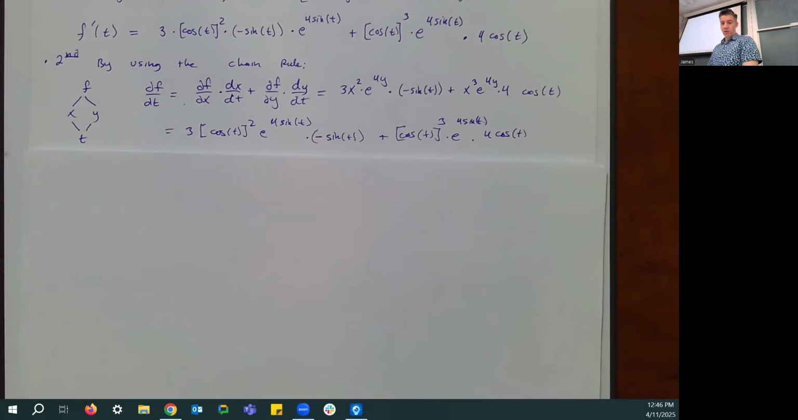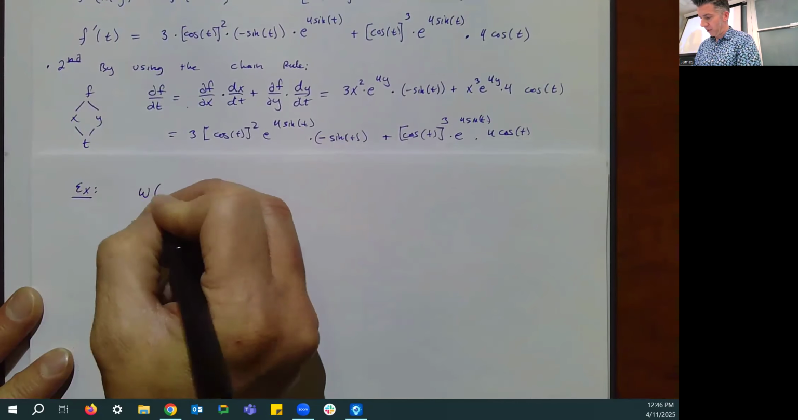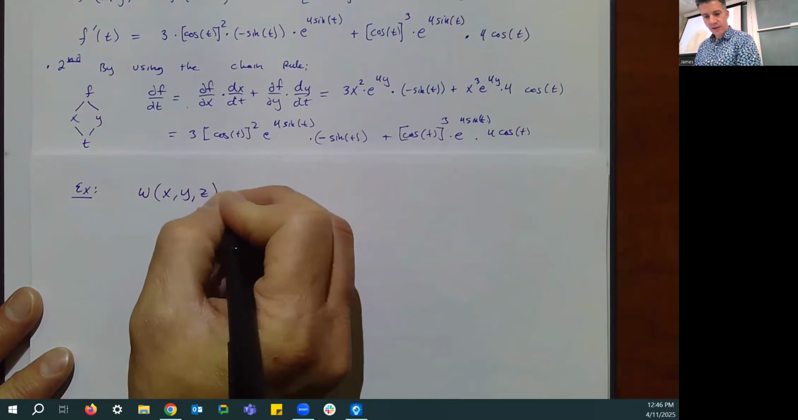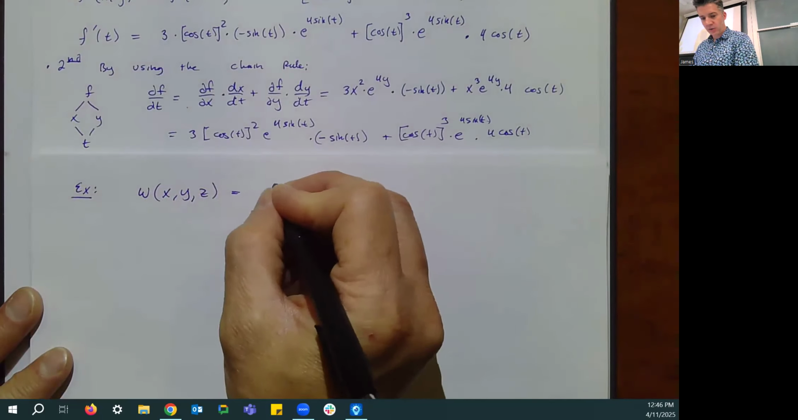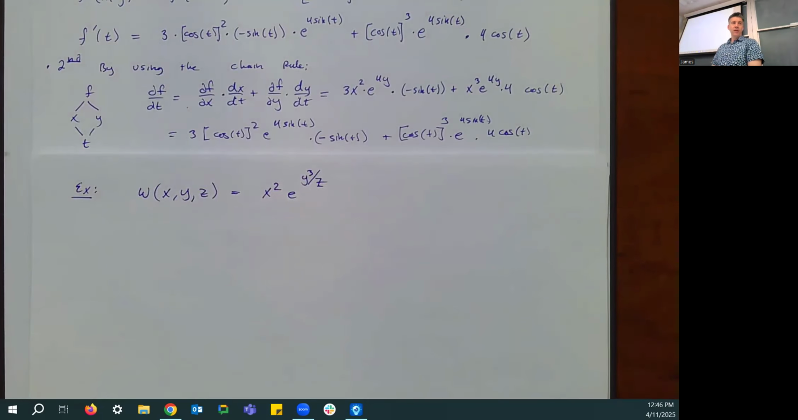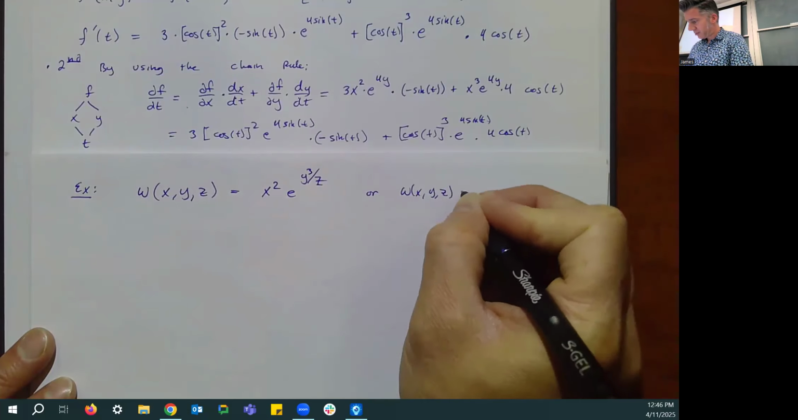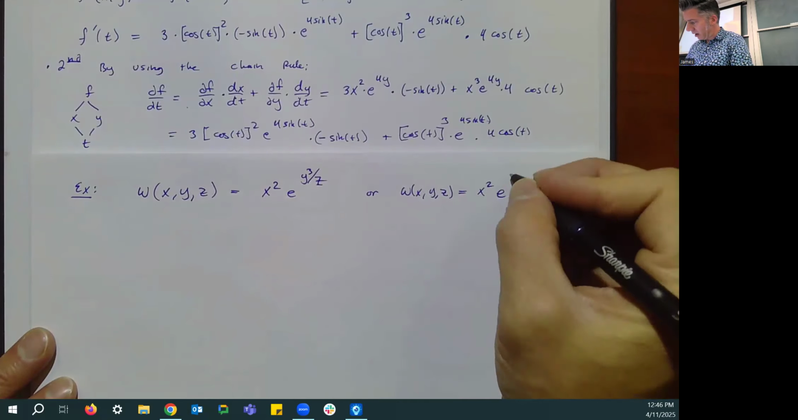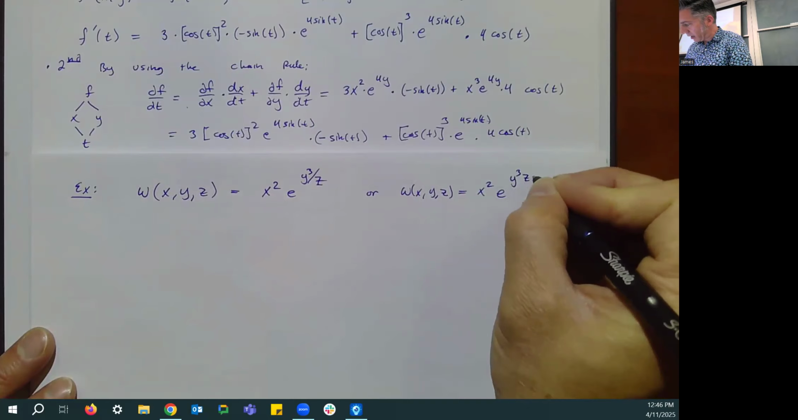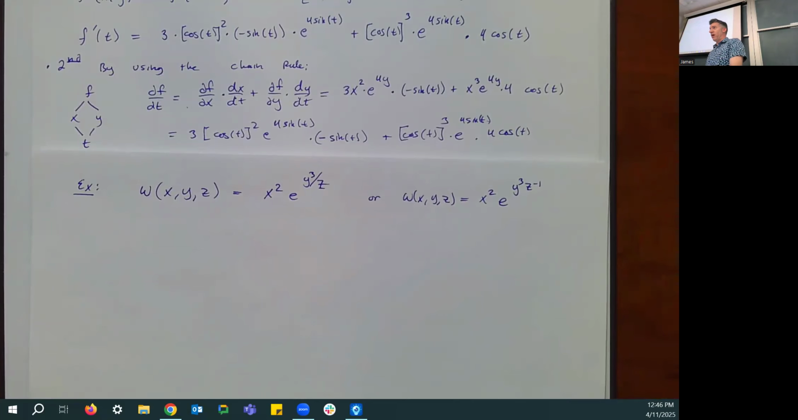So for example, you could have something like w as a function of x, y, and z equal to x squared e to the y cubed over z. That's gross. If I was going to deal with this, I would definitely do myself a favor and rewrite it as w of x comma y comma z equal to x squared e to the y cubed times z to the -1. If I know I'm going to have to start taking derivatives, I know I don't want fractions. I'd rather have negative powers. It's just going to make my life easier.